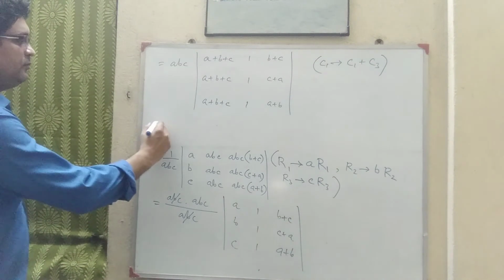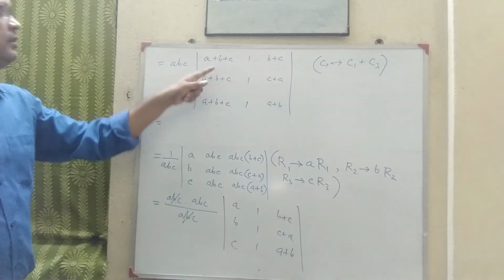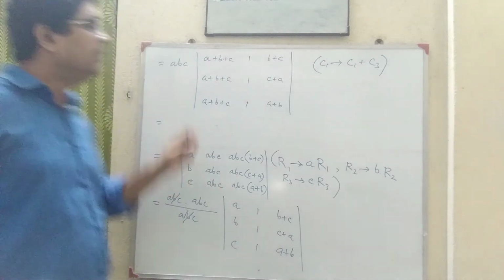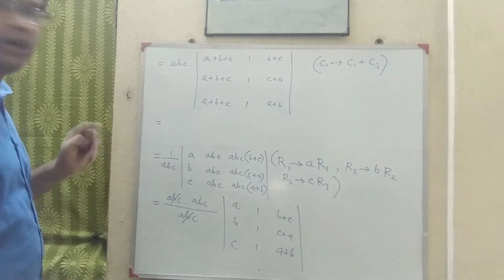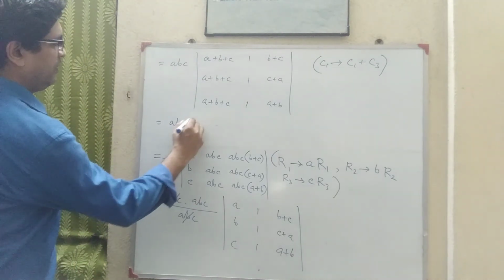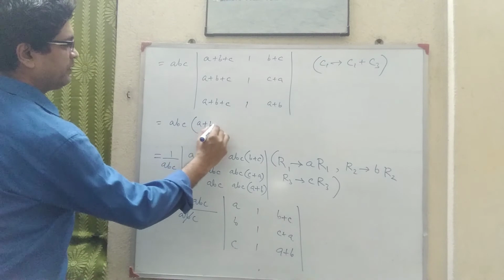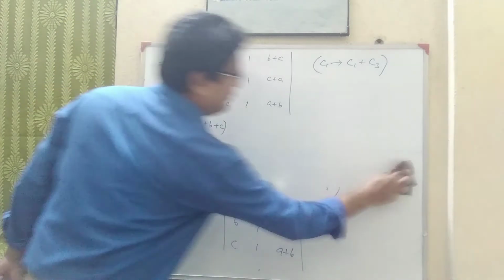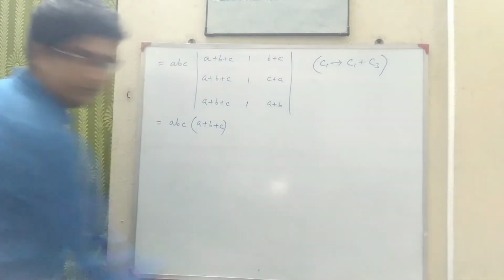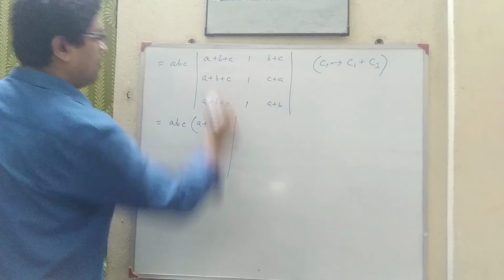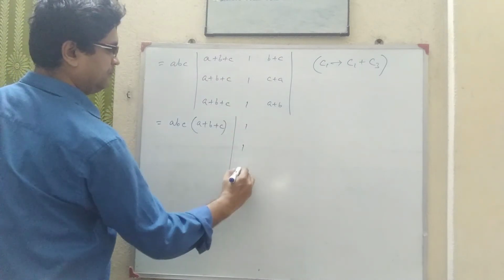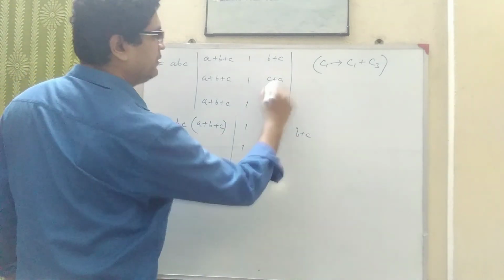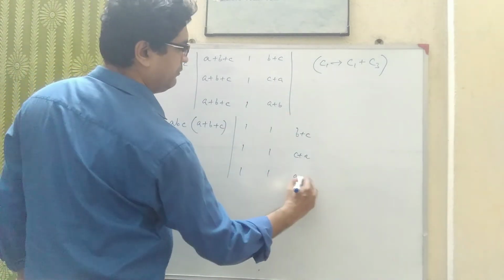Now look at this determinant. Here the first column has each element a plus b plus c. Now if we take this out as common, then we have a, b, c into a plus b plus c into the determinant with 1, 1, 1 in the first column. In the second column, this will be as it is, b plus c, c plus a, a plus b.